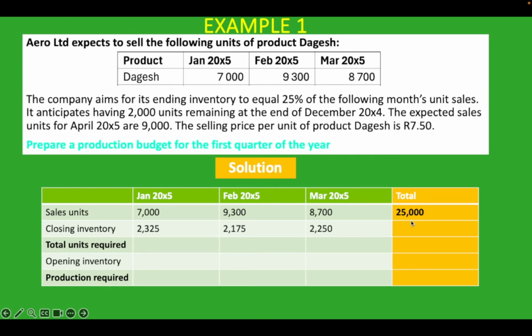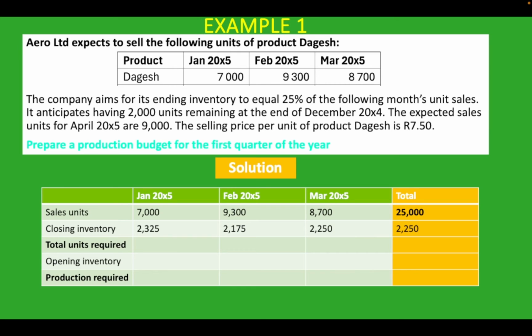What is my closing inventory for the quarter, or for the first quarter of the year? Well, it's the one for March, 2,250, right? So if you think about it this way, if the end of my quarter is the end of March, then I want to know what is my closing inventory at the end of March, and that's the 2,250. Okay, I hope you can clearly make sense of that. You don't add together your closing inventories. And just to tell you, opening inventory, we do exactly the same. We don't add together all the opening inventories. We just take the opening inventory for a quarter, but we'll get there just now.